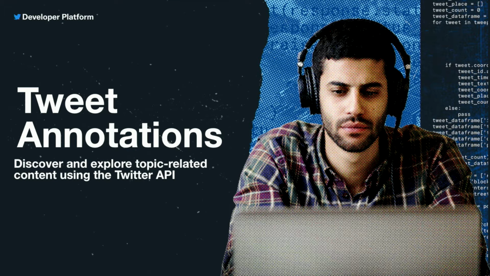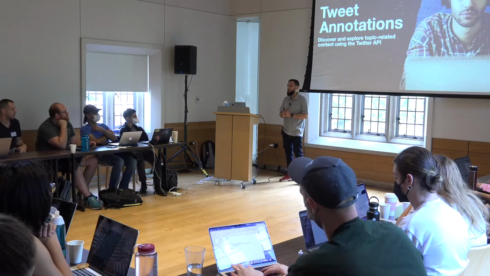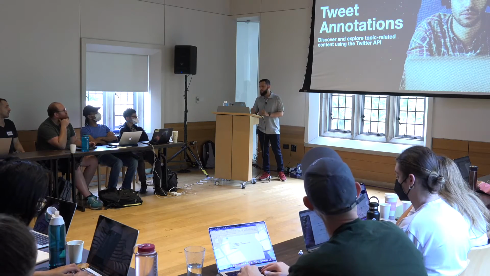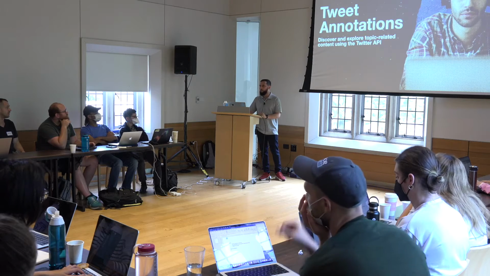Now, I wanted to talk about a new feature as well that's part of the Twitter API v2, and these are called tweet annotations, right? So tweet annotations are basically, for those of you who know topic modeling or named entity recognition in text, this is topic modeling and named entity recognition done by Twitter, as a first-party thing for developers and researchers, right?